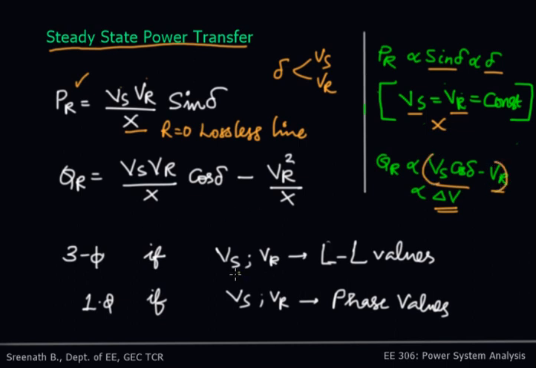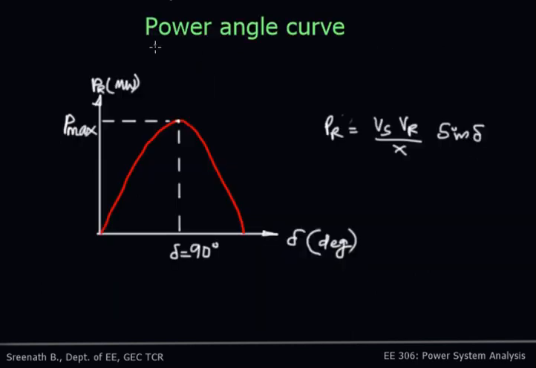Now if you consider the values of sending end voltage and receiving end voltage as line to line values, you can get the power flow for a three phase system, and if you are considering phase values, you will get the power flow for a single phase system. So with this review in mind, we will move to the power angle curve.